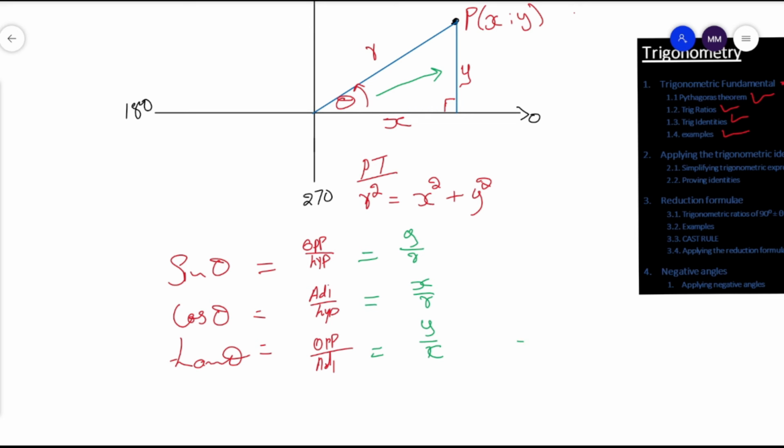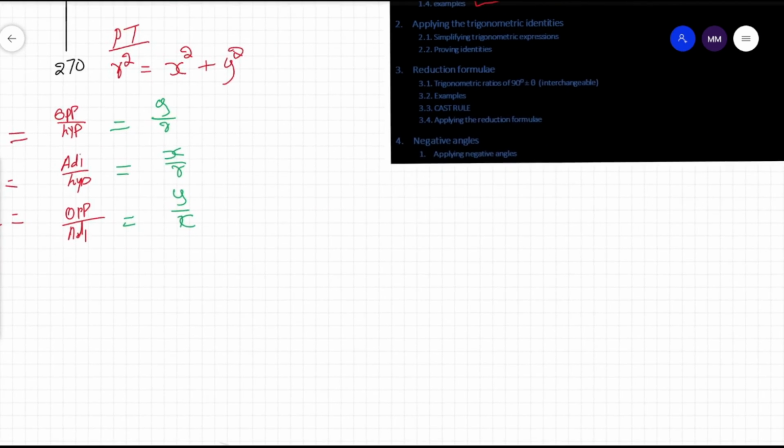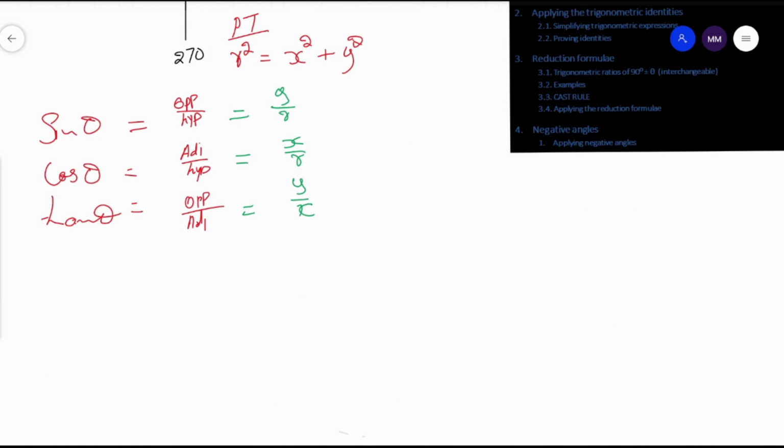Okay, so now we're going to look at the trig identities, right? We have two that we're going to be focused on, and the first one is the quotient identity. The quotient identity is tan of theta equals the sine of theta over the cos of theta.